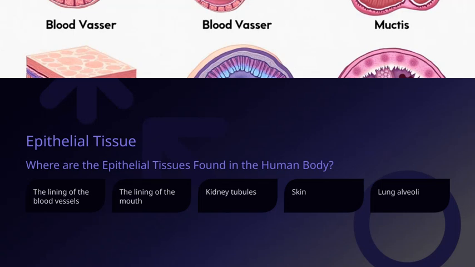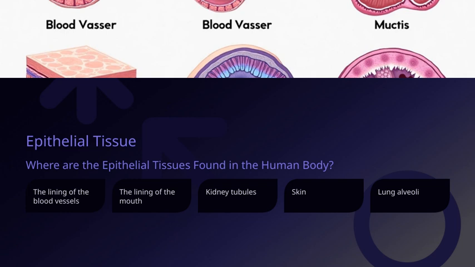Now, let's take a look at where epithelial tissues are found in the human body. You'll notice they line many vital structures. For example, they line our blood vessels, forming a smooth surface that helps regulate what passes in and out of our bloodstream. They also line the inside of our mouths, creating a protective barrier while allowing for sensation and some absorption. In the kidneys, epithelial tissues make up the kidney tubules, which are essential for filtering blood and forming urine.